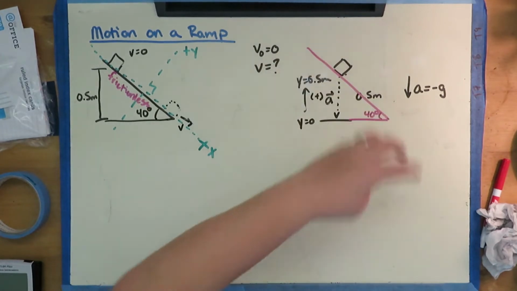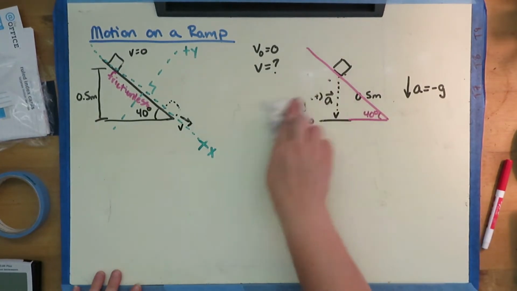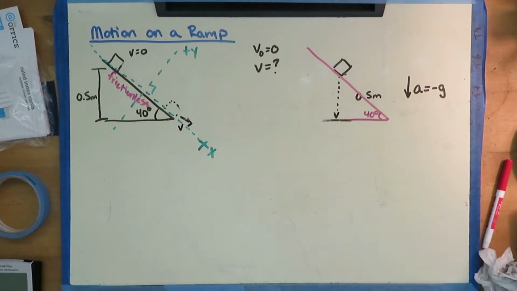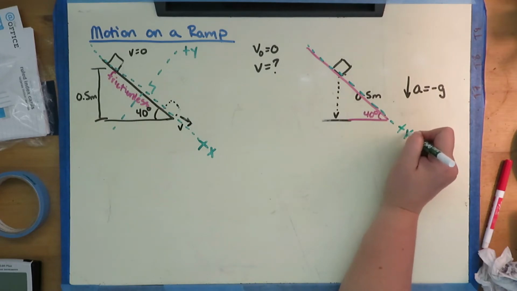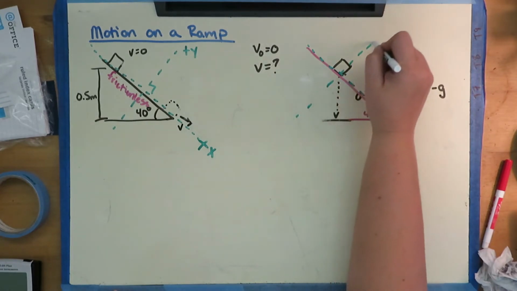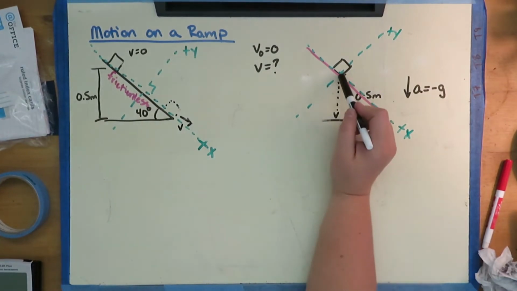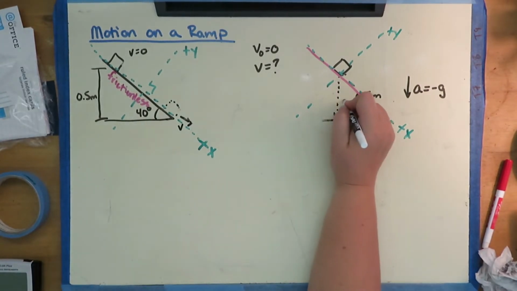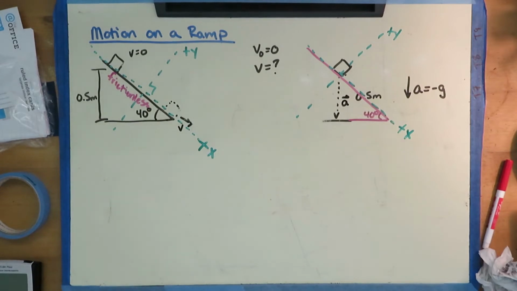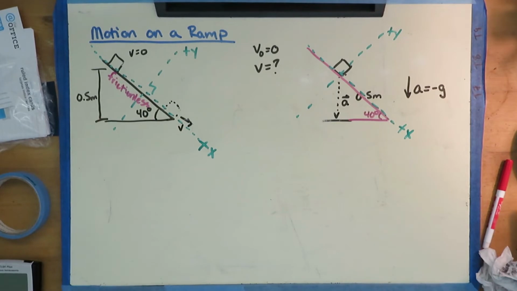And I can use my triangle to learn some information about that acceleration. So if we take that new angled coordinate system, with our positive x direction and our positive y direction here, then this acceleration vector that's equal to negative g is pointing straight down. It's at an angle to my x and y coordinates.